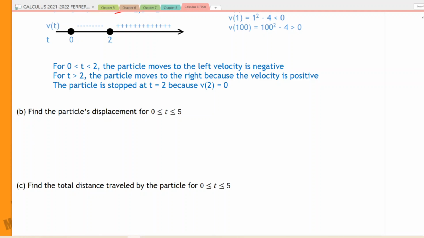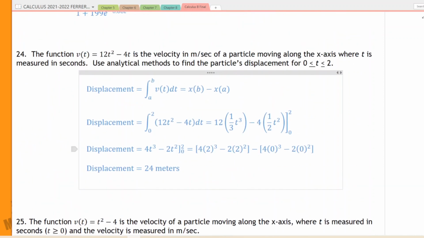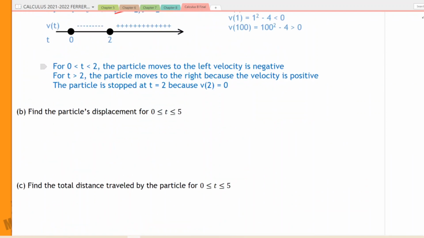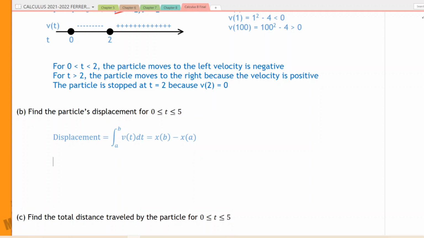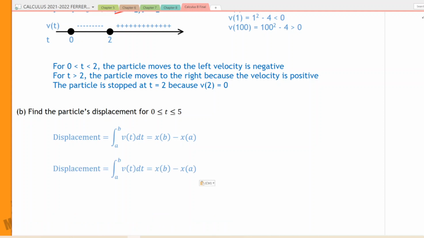Now, it doesn't matter that these are less than or equal to or not, because we are going to integrate here in this case, and our velocity is also continuous from 0 to 5. Now, I think I wrote up here the displacement formula. Yes, I did. So I'm just going to copy that and put it back down over here, because it is the same displacement. The integral of velocity is displacement, and the displacement is equal to the position at B minus the position at A.